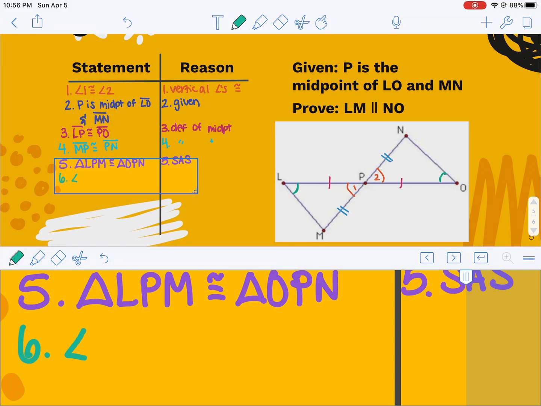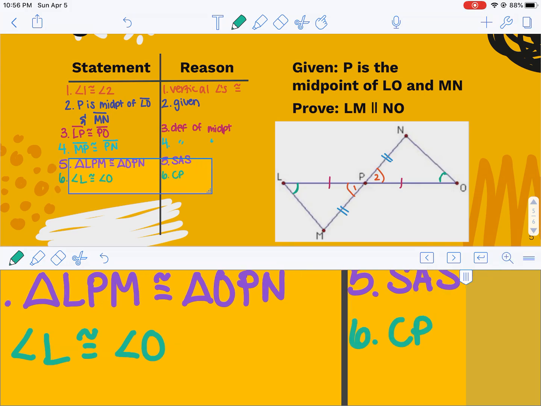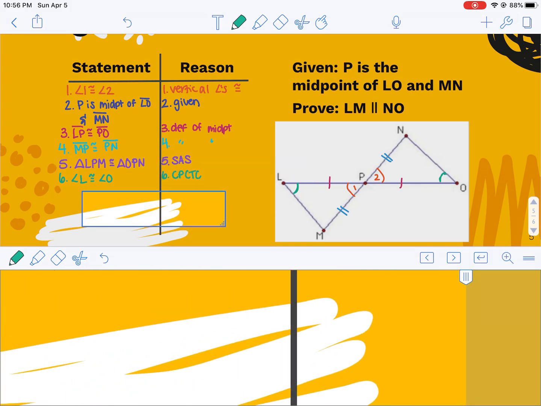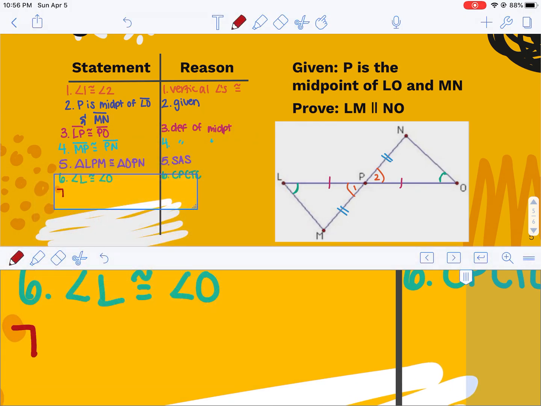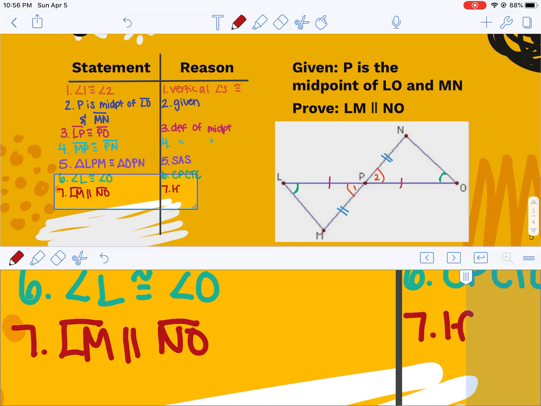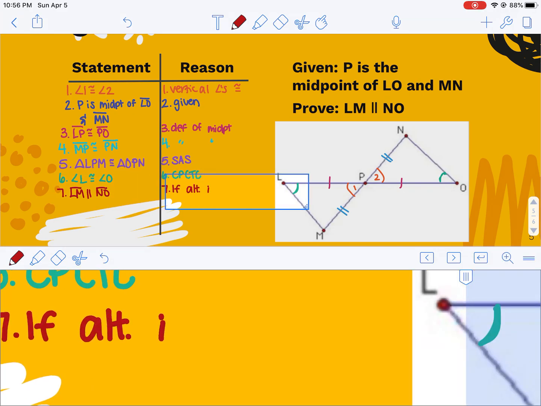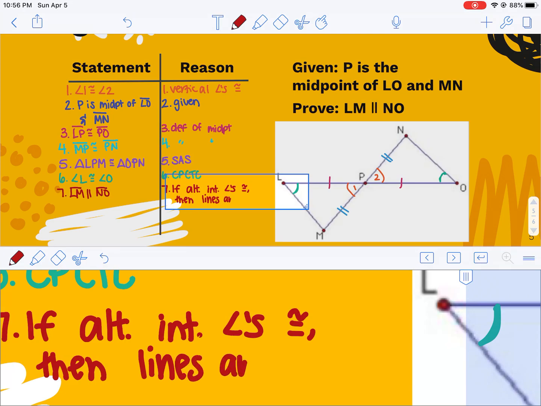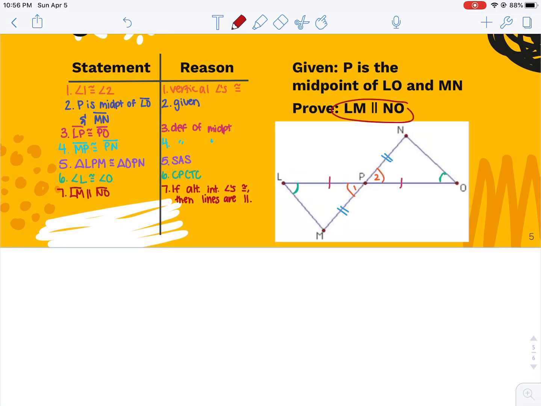And we said before our strategy was to get angle L congruent to angle O by CPCTC. Once those are congruent, I can jump in and say LM is parallel to NO because if alternate interior angles are congruent, then lines are parallel. Once I've proven what I was asked to prove over here, my proof is totally done. I am good to go.